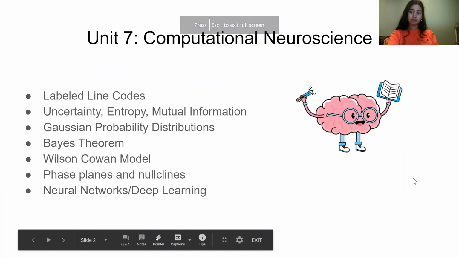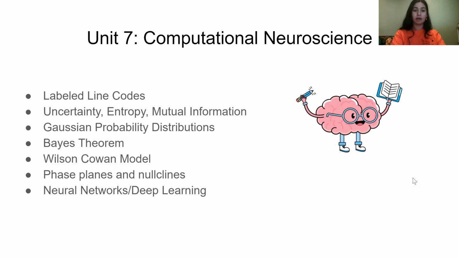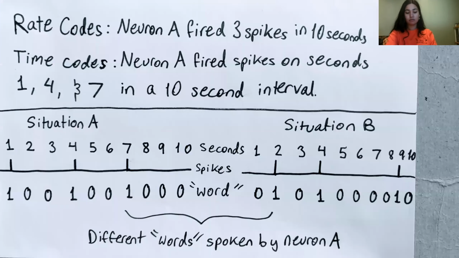Okay, so in this unit, we're going to learn about labeled line codes, uncertainty, entropy, and mutual information, Gaussian probability distributions, Bayes' theorem, the Wilson-Cowan model, phase planes and nullclines, as well as neural networks and deep learning. So the first thing we're going to talk about is our labeled line codes.